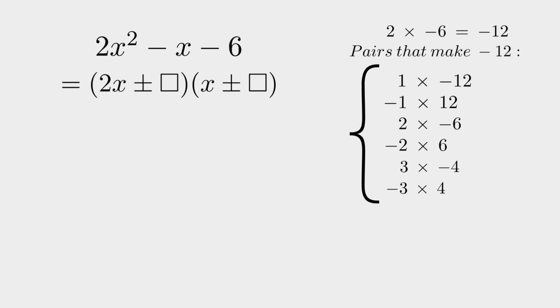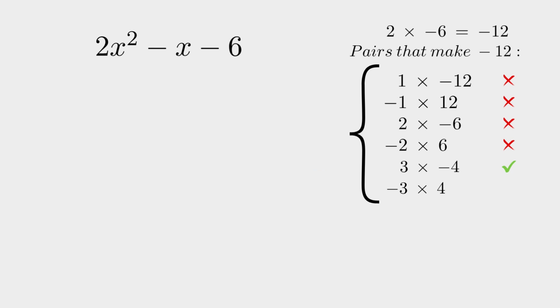Now shift your focus to the coefficient of x, which is negative 1. So we need to find the set of numbers that when they are added to each other should give us negative 1. So we can go through the list again. 1 plus negative 12 is not negative 1. Negative 1 plus 12 is not negative 1. 2 plus negative 6 is not negative 1. Negative 2 plus 6 is not negative 1. But 3 plus negative 4 is in fact negative 1. So we need to use this set of numbers.